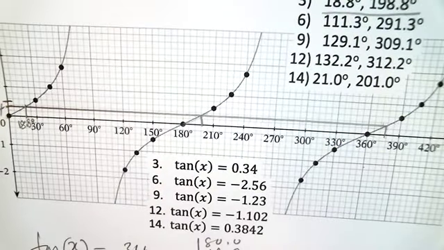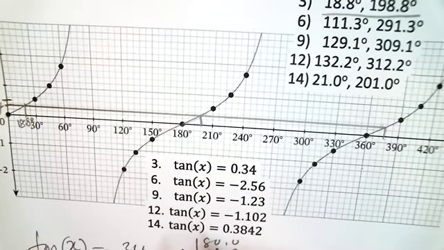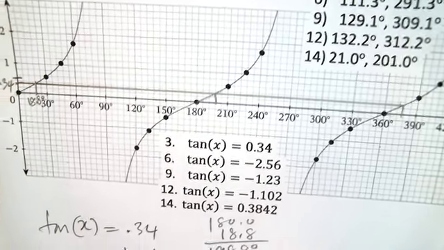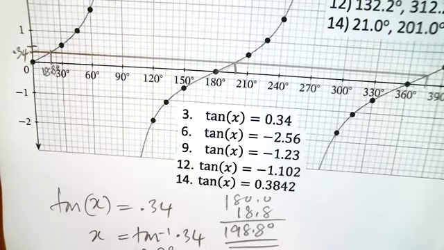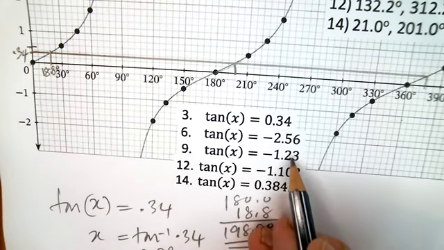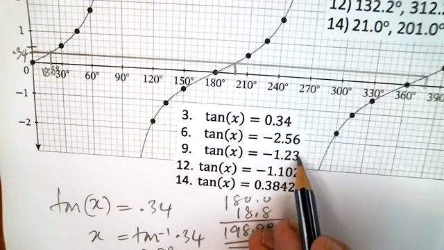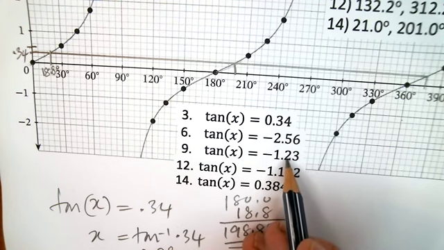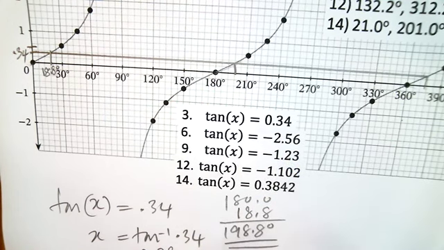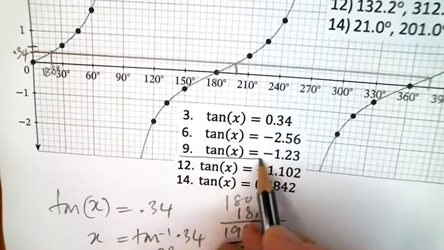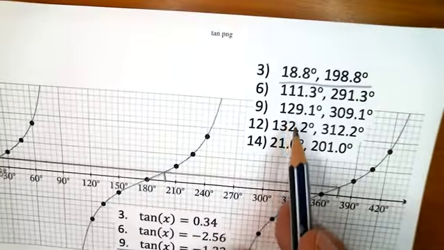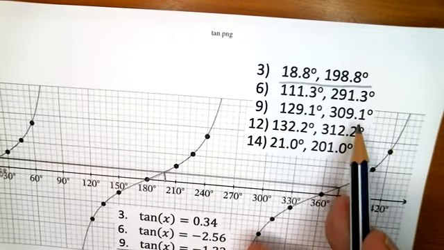Now, I'm also noticing we've got some other points as well, and in fact we can do some rather interesting ones here. Let's go for something a little bit different. Let's go negative 1.23. That's going to be an interesting one. So here we go, we're going to find this one here. Now, we can already see the answer is going to be 129.1 and 309.1.